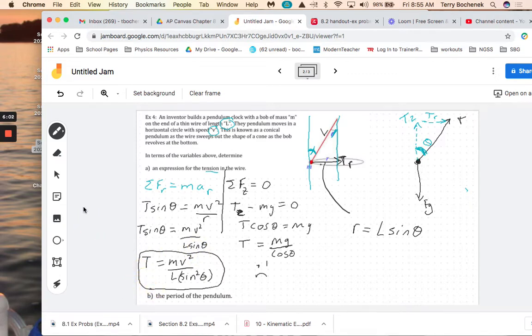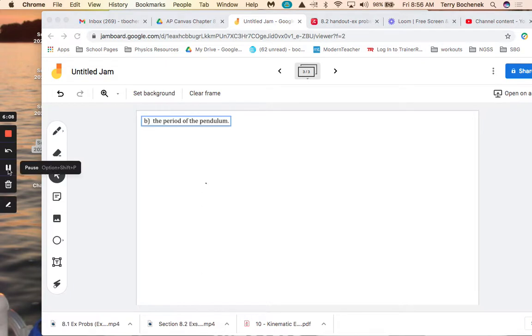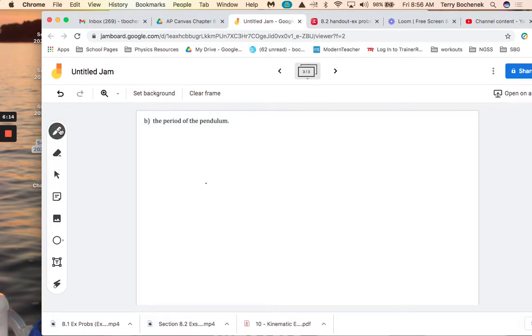I'm going to jump to the next page to talk about the period of the pendulum. The period of the pendulum, we need to introduce T for period, so don't be mistaken by the T for tension that we were using before, but big T here is going to be the variable for the period, the time period of the pendulum.